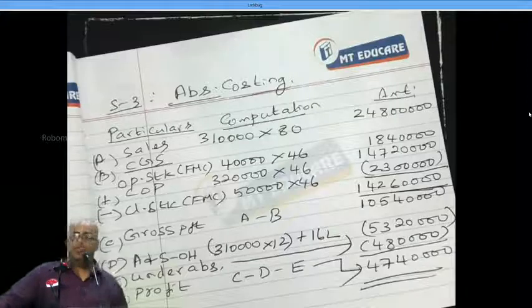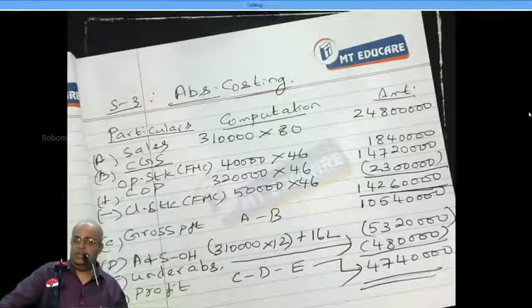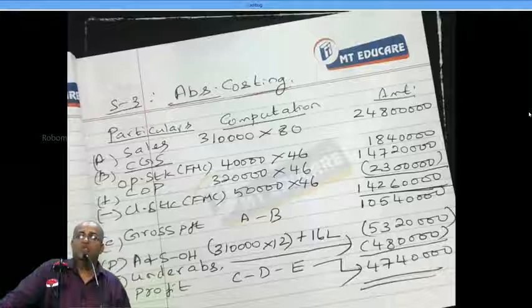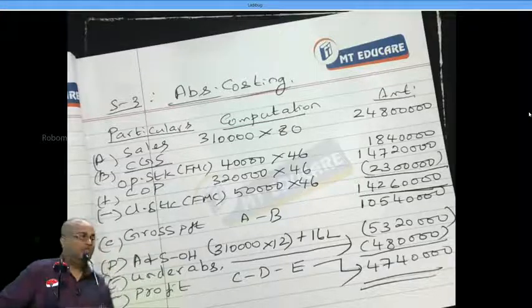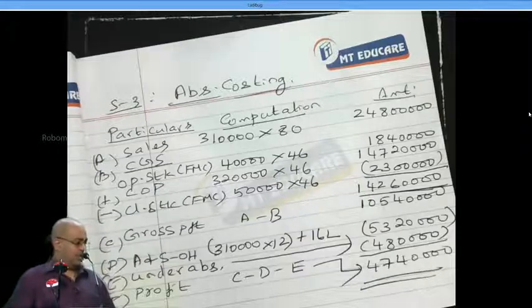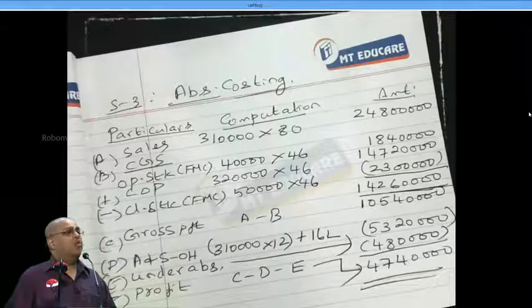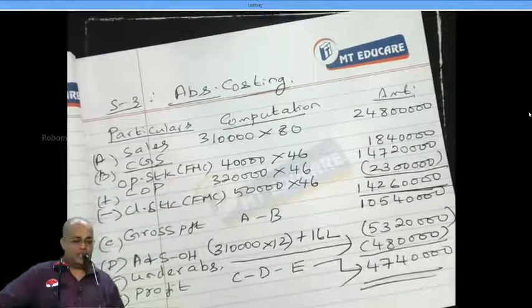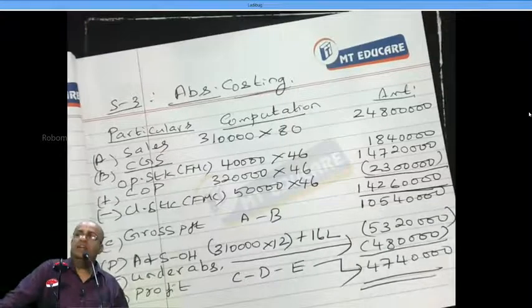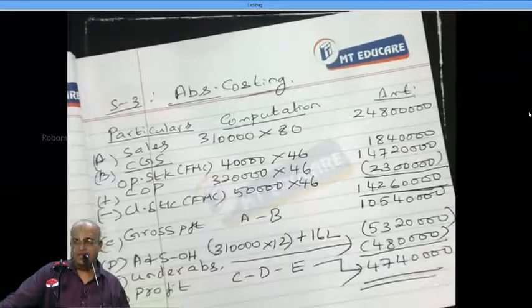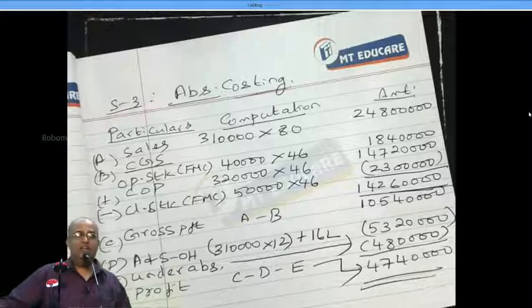Opening stock is equal to how many units? 40,000 units. Closing stock is equal to 50,000 units. Tell me net opening and net closing. Net closing stock is equal to 10,000 units.